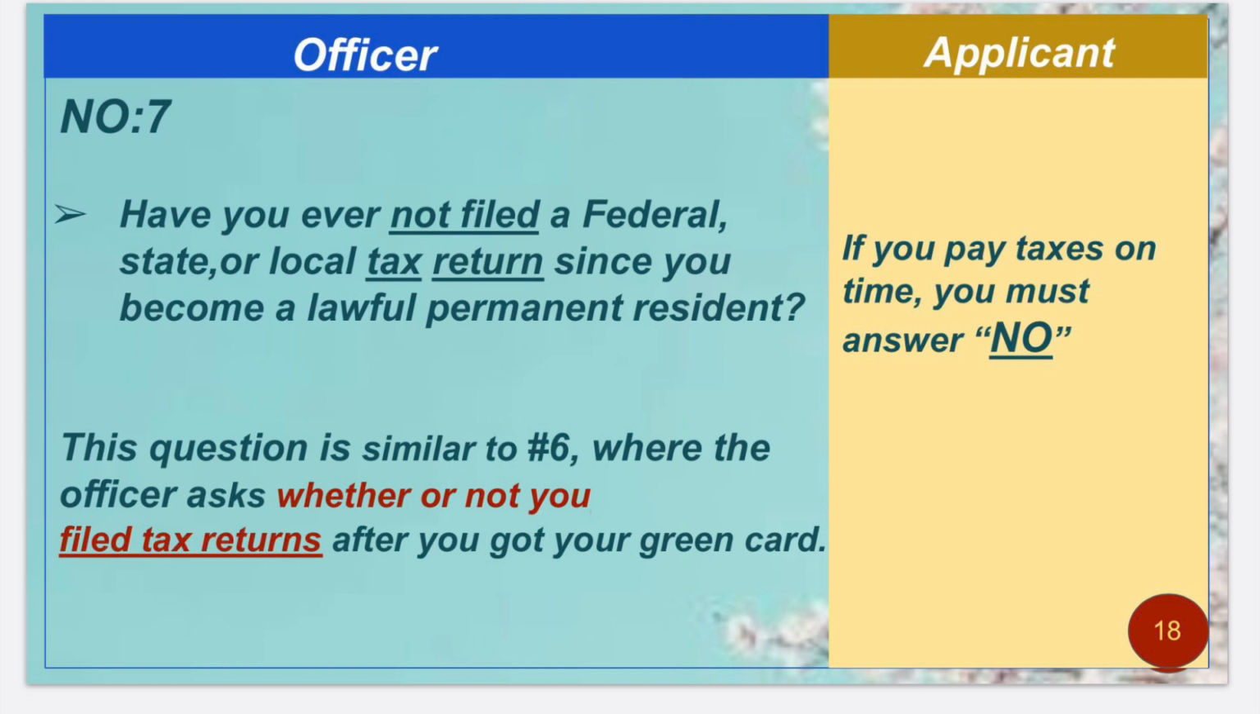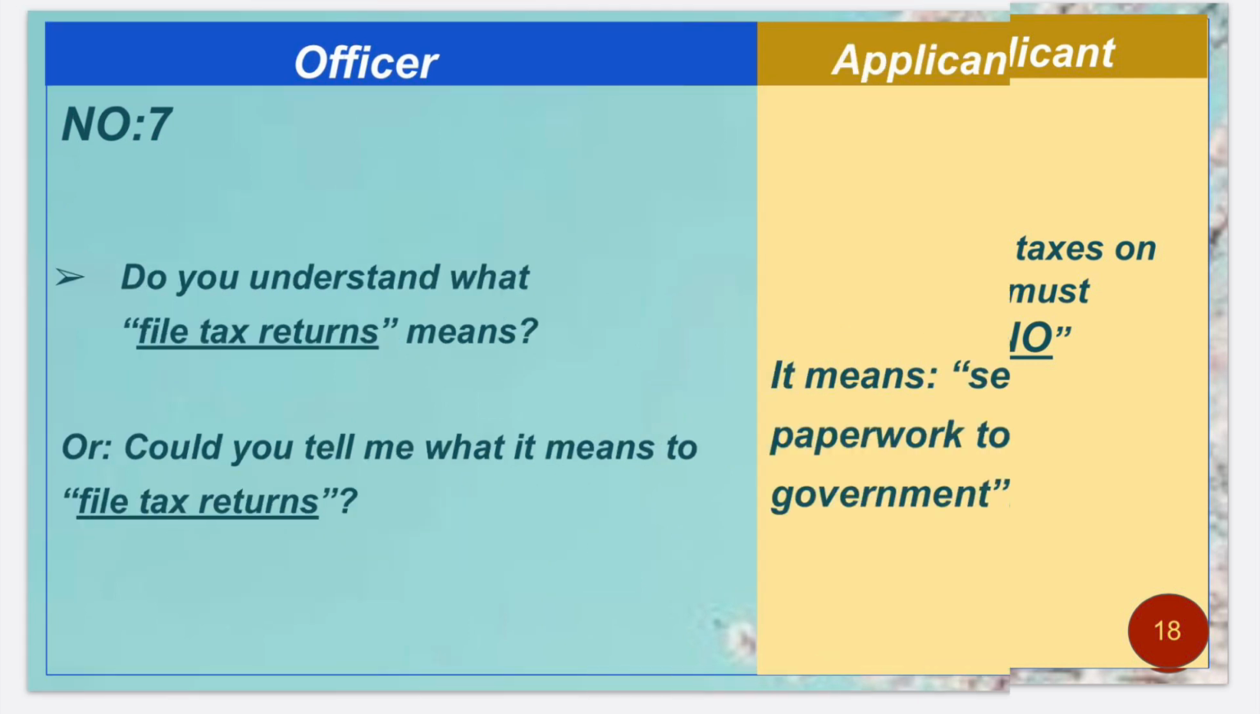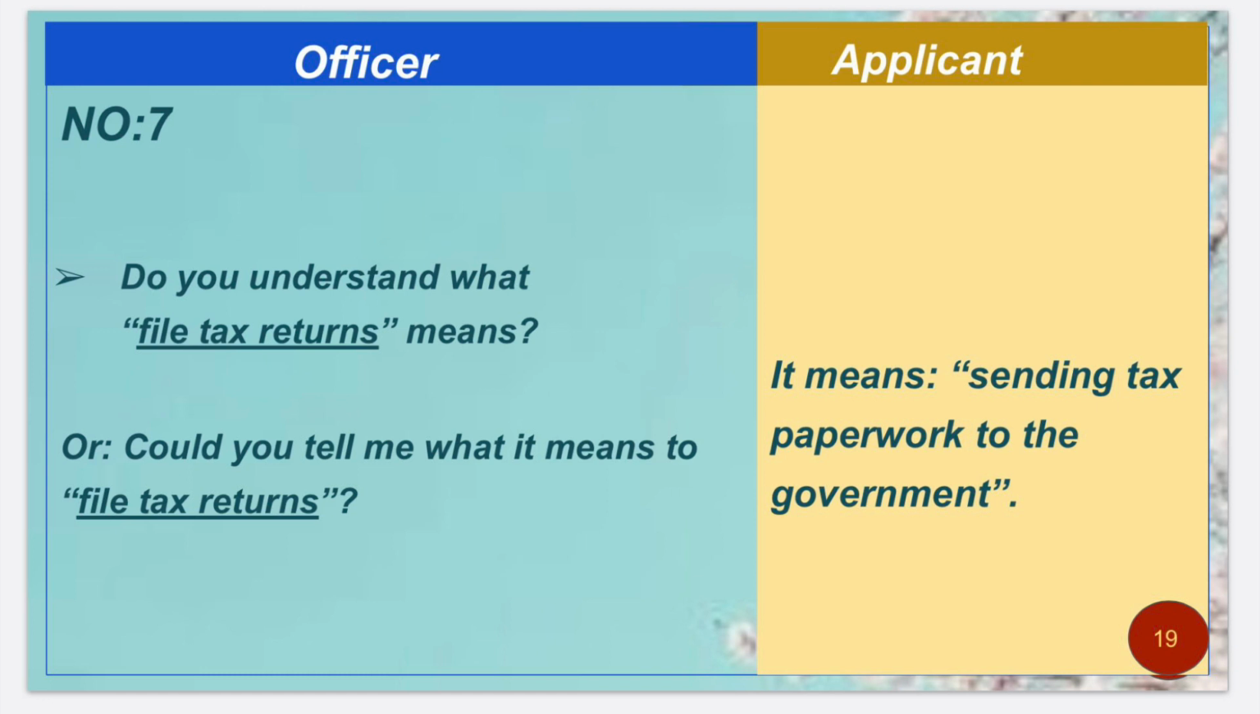Number 7. Have you ever not filed a federal, state, or local tax return since you became a lawful permanent resident? If you pay taxes on time, you must answer no. This question is similar to number 6, where the officer asks whether or not you filed tax returns after you got your green card. Do you understand what file tax returns means? Could you tell me what it means to file tax returns? It means sending tax paperwork to the government.